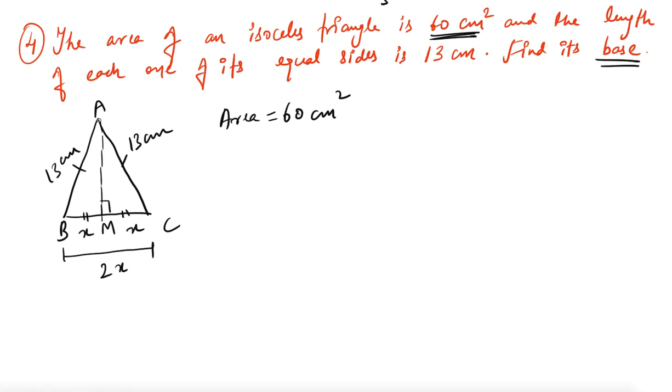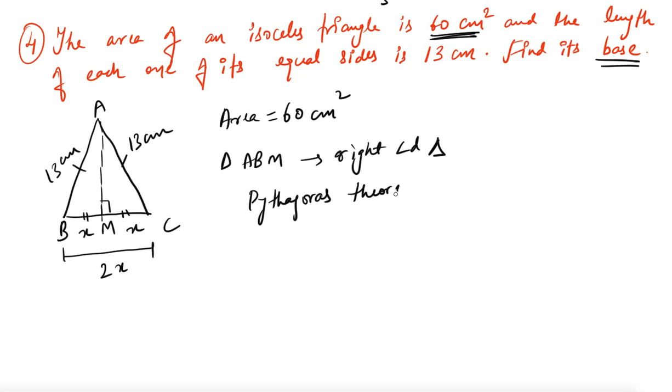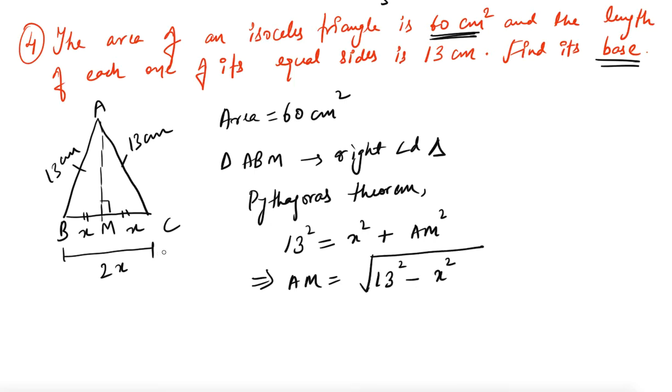Now see this triangle ABM. In triangle ABM, is it a right angle triangle? Yes, it is. It is right angled at M. So I can apply Pythagoras theorem. If I apply Pythagoras theorem, what will I have? I'll get 13 square is equal to x square plus AM square. AM is nothing but the height of this triangle. So from here I can say that AM is equal to under root of 13 square minus x square. So now I know the height of the triangle in terms of its base.